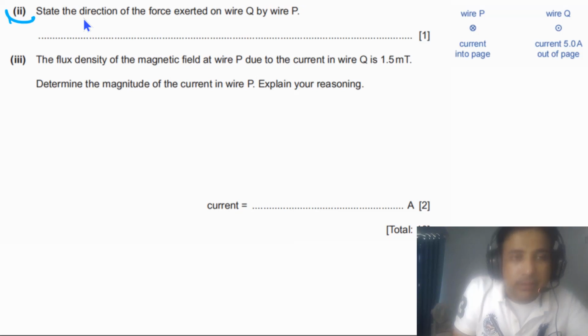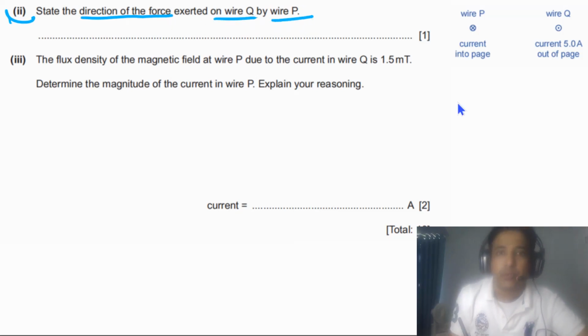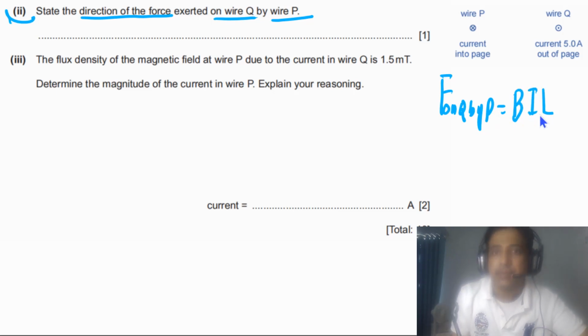Second part says state the direction of the force exerted on wire Q by wire P. So we have to consider the force on Q by P. So let's try to understand the formula first of all. F is equal to BIL. So we need to understand which magnetic field we have to consider. We need to consider the external magnetic field, meaning the magnetic field due to P, and we need to consider the current in Q, and L has to be the length of Q.